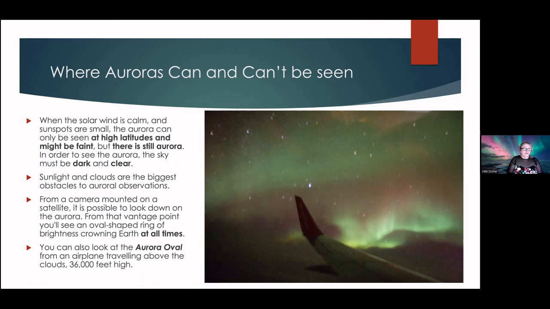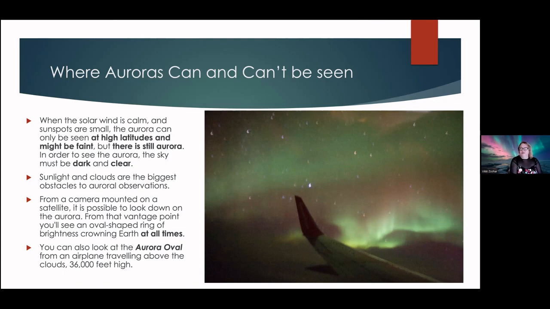If sunlight and clouds are the biggest obstacles to seeing that, you can also look at the aurora oval from an airplane, as seen in the picture beside it, traveling above the clouds 36,000 feet high. So if you come to Erik Nilsson Airport in Whitehorse and you take an airplane to Yellowknife, or go up to Inuvik or Old Crow or Dawson City and it appears to be nighttime, or Whitehorse had an aurora charter too, then you can certainly see auroras.